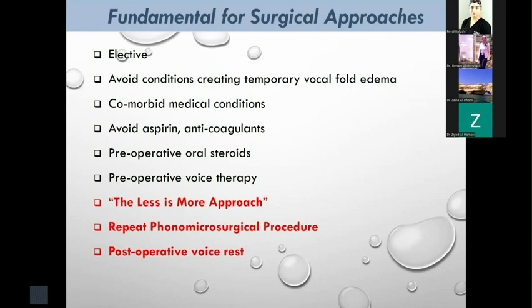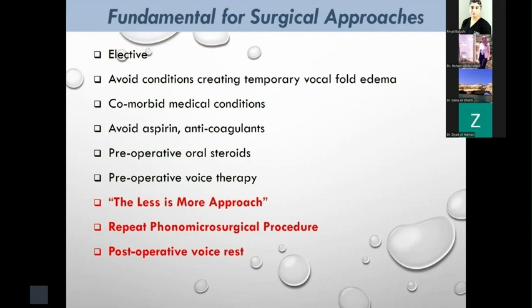the phonomicrosurgery. The reason that we should avoid temporary vocal fold edema is that it actually appears to be potentially pathological, and this increases the amount of vocal fold tissue removal in the phonomicrosurgery. So when you remove or avoid any condition that creates temporary vocal fold edema, you're actually minimizing the removal of the epithelium or the lamina propria that appears permanently pathological, and thus decreasing the over-aggressiveness of vocal fold tissue removal during the phonomicrosurgery.